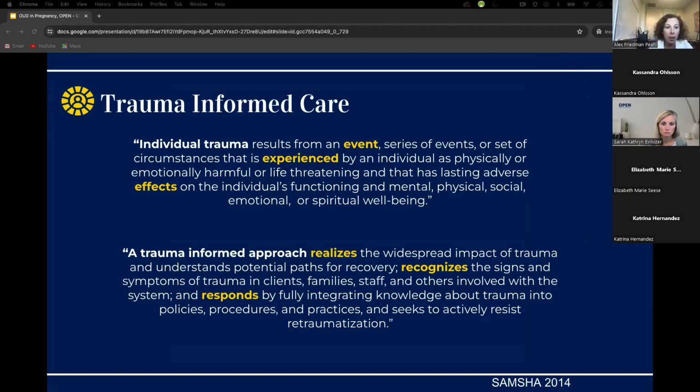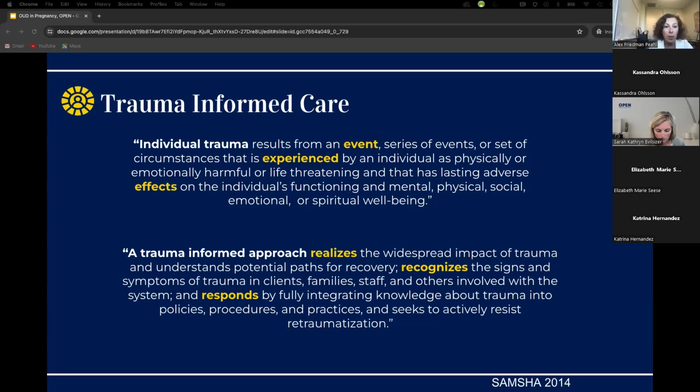Next, trauma-informed care. Over 80% of patients with substance use disorder report trauma, which is defined here as trauma resulting from an event, something that's experienced by an individual that is seen as physically or emotionally harmful and has effects on their functioning. And it's important to note that individuals may experience the same event differently. And while one individual may walk out of that same event with trauma, others may not. It's highly specific to each person.